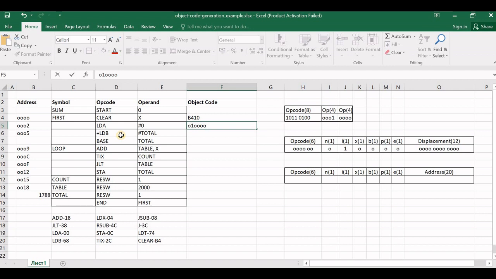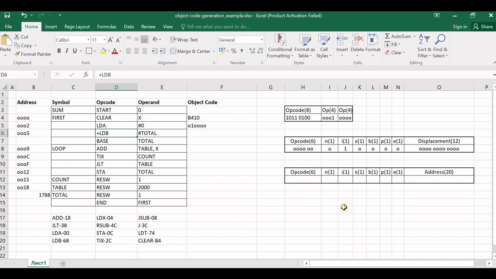Next, coming to the next instruction, +LDB #TOTAL. This instruction is in format 4 because the instruction starts with the plus symbol, and hence this instruction is said to be in format 4. So for format 4, you have the empty instruction format here, where the first 6 bits are assigned for opcode, then you have 3 bits for addressing mode, then you have the B bit, P bit and extended bit, and then the last 20 bits are assigned for the physical address or the target address.